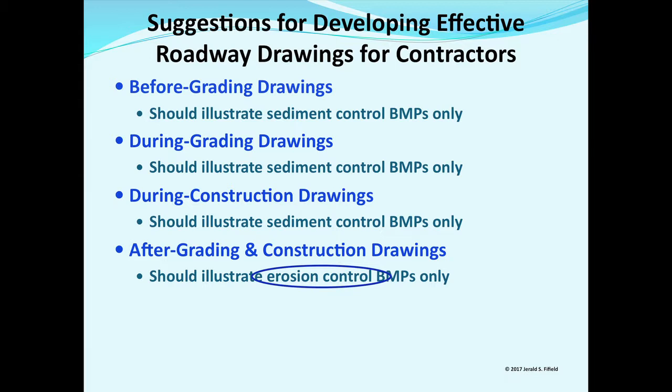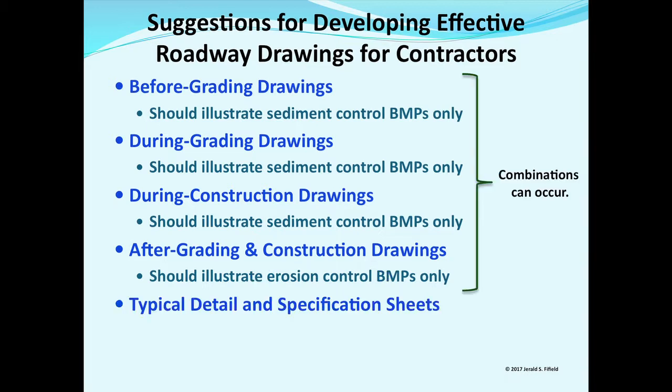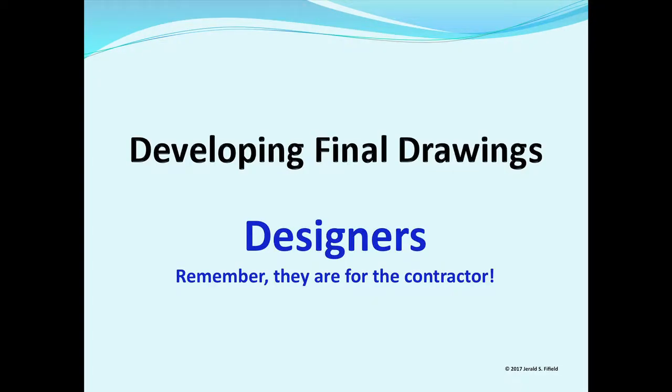I'm separating them. It makes it so much easier for the contractor to follow, okay? These drawings will reference the erosion control drawings, so that if temporary BMPs need to be put in to stabilize areas, absolutely, they reference that drawing for that information, but I'm separating them. Like I said, you could end up having a combination though, maybe only 2 drawings, maybe it's a before and during grading, and then an after grading. Combinations can occur.